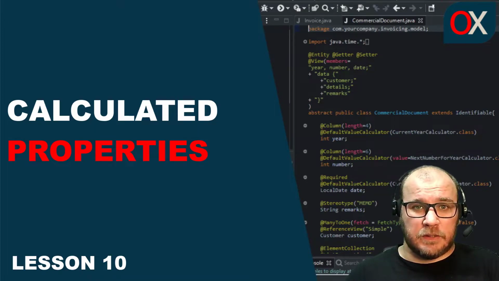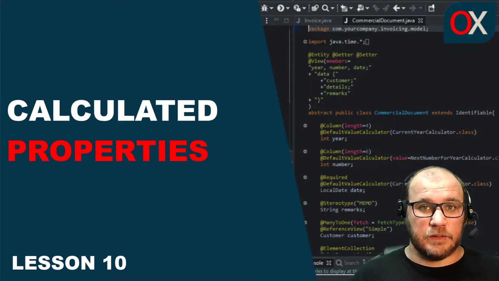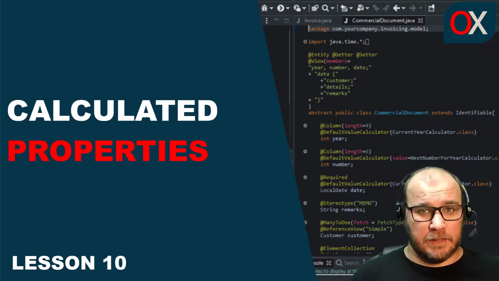The properties that we have used until now are persistent. For example, each property is stored in a column in a table in the database. A calculated property is a property that does not store its value in the database, but instead is calculated each time the property is accessed. We can see the difference between these properties in this example.